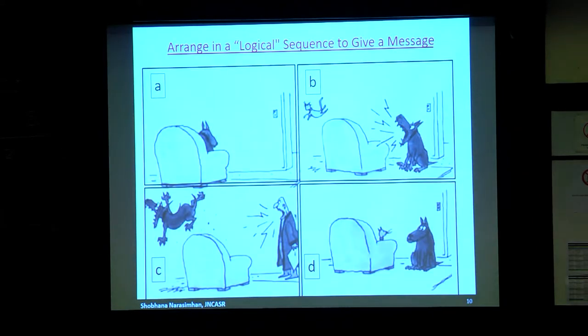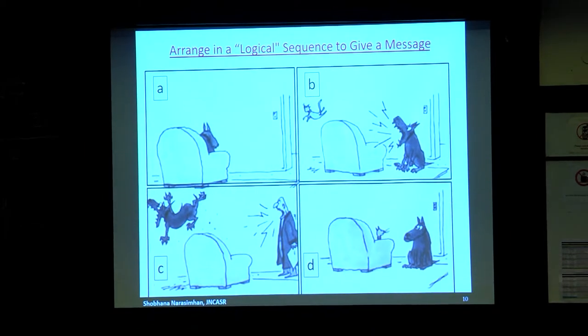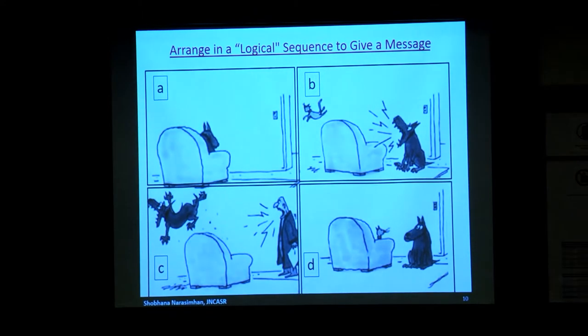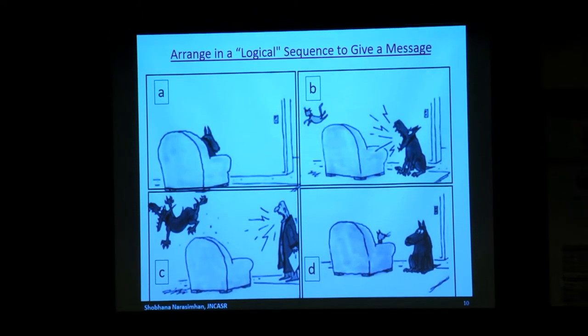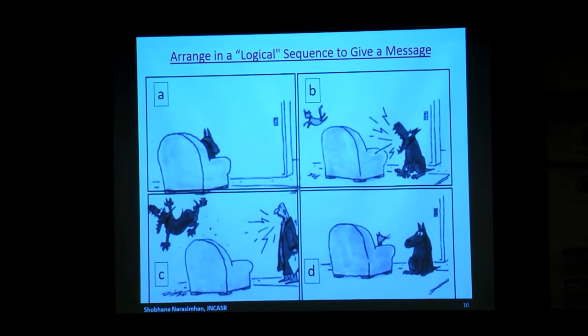So that's why I've given you this exercise on this paper. So there are four pictures. There's a dog sitting in a chair. There's a dog barking and a cat running away. There's a man shouting and a dog running away. And there's a dog looking at a cat. So I want you all to arrange these in what you think is a logical order, which tells some story. If you want, you can tear the paper into four pieces and arrange it. And I want you to know that I have done this exercise before, and there is no unique answer. Different people have different stories, so please do this quickly.